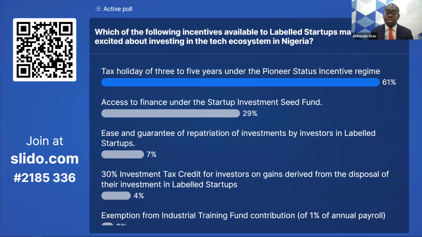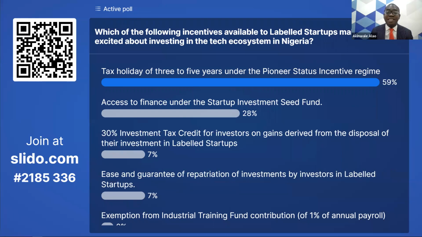Okay, so the majority of people think it's pioneer status, the tax holiday. That's the major thing. So Oswald and maybe your team, you would really need to engage with the NIPC to ensure that the process for pioneer status is simplified, and startups can really benefit from this. That will catalyze their growth, catalyze investment into Nigeria, catalyze their profits, and eventually result in tax payment when they come out of the tax holiday.